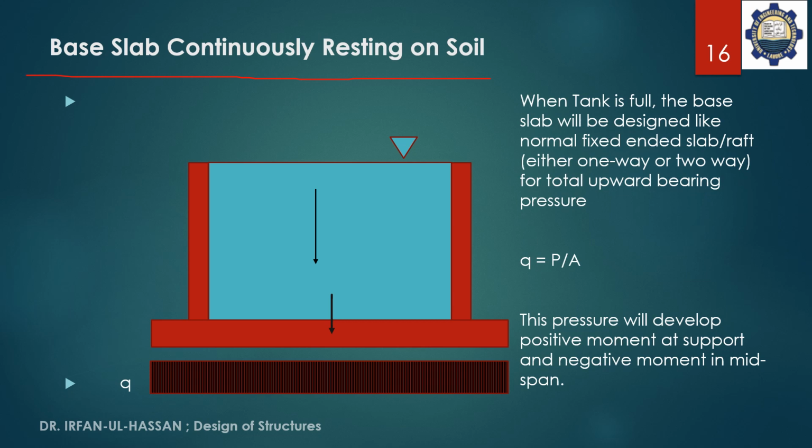So this is a fixed ended slab, one way or two way, for the total upward bearing pressure. So you will compute P over A, where P is basically the total force of water plus the weight of the tank, either unfactored or factored, because we are designing the tank for the working as well as the ultimate method. First we will take the unfactored and divide it by the area. It will give me the value of the upward bearing pressure. It should be lesser than the allowable bearing capacity. If it is not lesser, you must increase the raft on all sides.